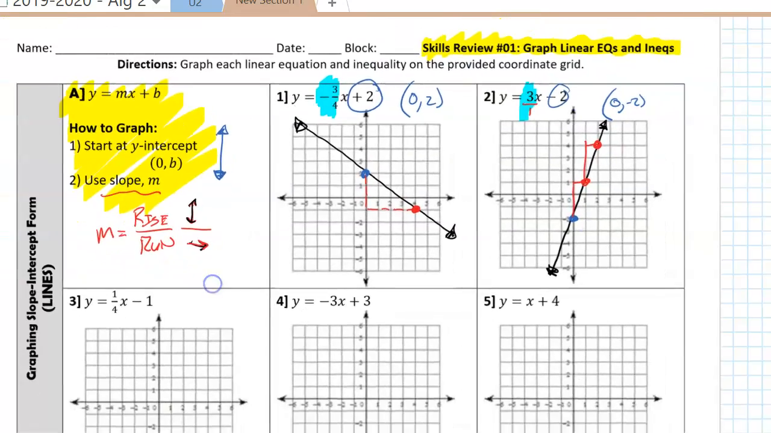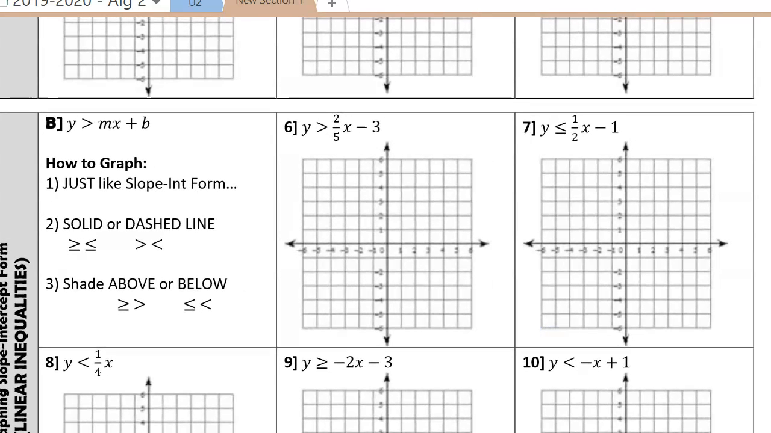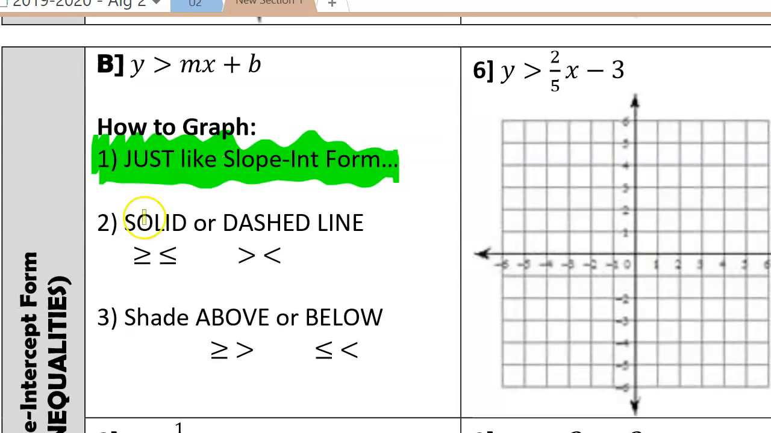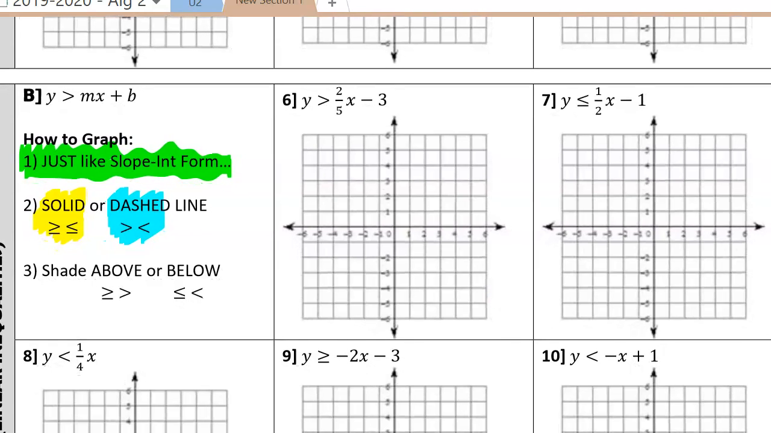Now, looking at linear inequalities, linear inequalities follow the same idea as graphing before, just like slope-intercept form. However, we have to worry about the types of lines we are looking at and whether we're shading above or below. So, a quick reminder: we have solid lines whenever I have inequalities with or equal to, but I have dotted lines if I have inequalities that do not have or equal to. So, taking a look at questions number 6 and 7, just looking at the line type, we'll have a dotted line or dashed line on number 6 and a solid line on number 7.